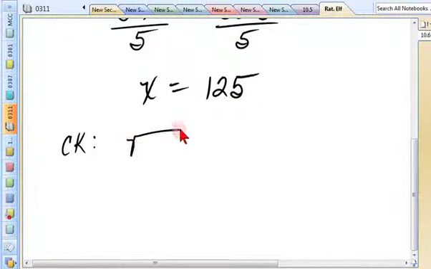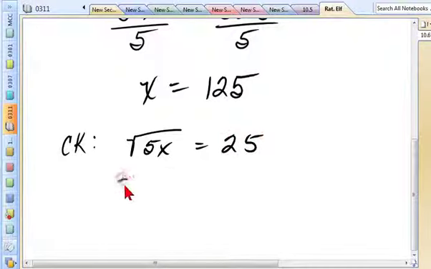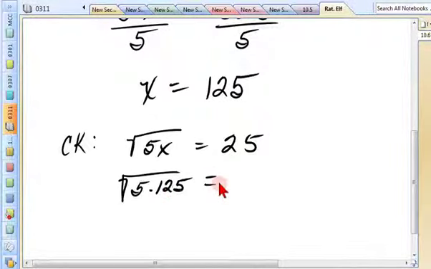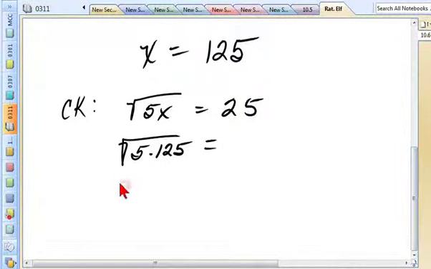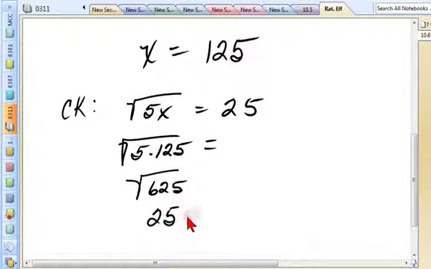And I have square root of 5x is equal to 25. So the square root of 5 times 125 is, I'm wondering if that's going to be 25. Let's see. That's the square root of 625, which is 25.